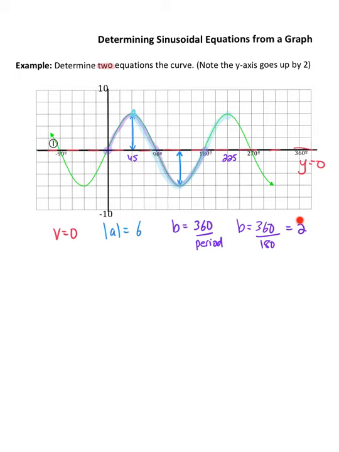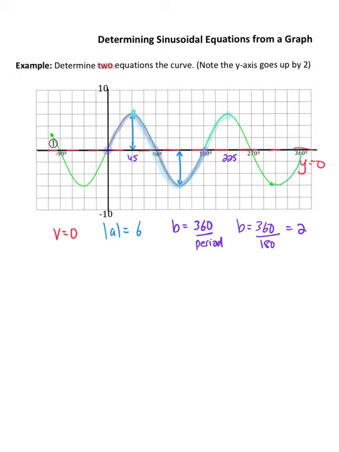It is also interesting to note that the B value is how many cycles occur in 360 degrees. So if you were to continue this curve, it would have a minimum and then come back to 360. You can see that there are 2 complete cycles between 0 and 360 degrees, and that is related to the B value of 2.